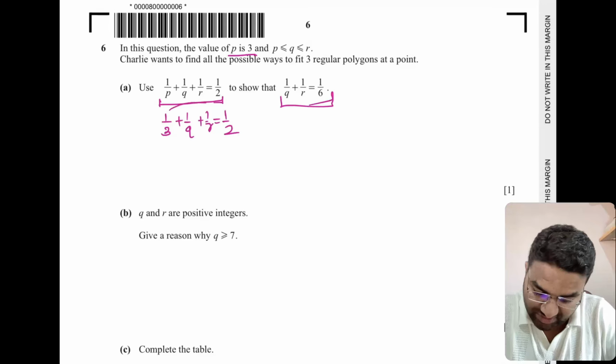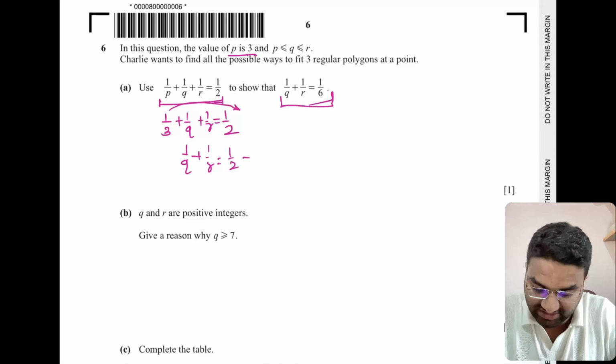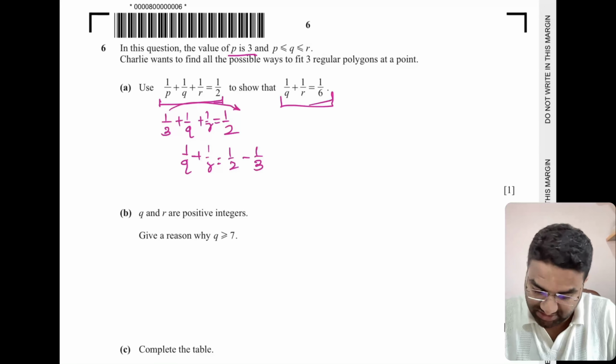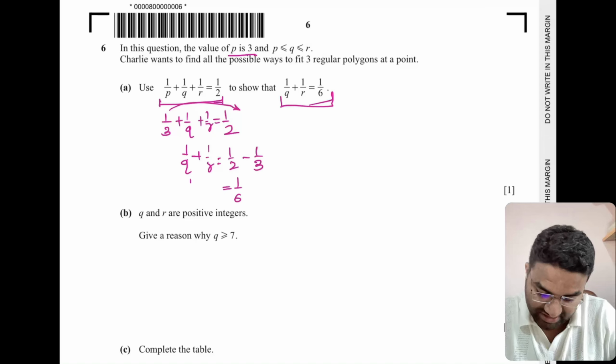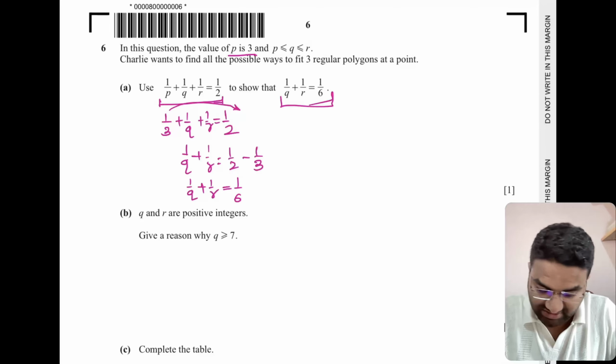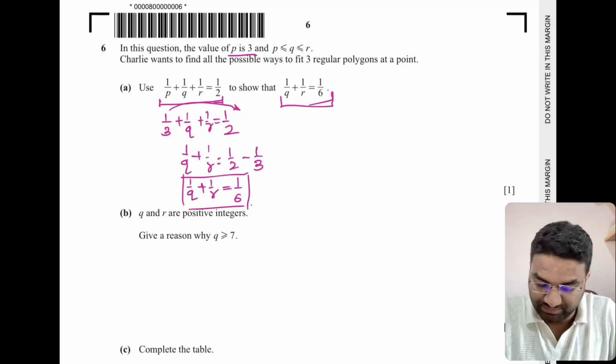Transfer it to the right hand side. 1 upon q plus 1 upon r is equal to 1 upon 2 minus 1 over 3. So 3 minus 2 is 1, right? Cross multiplication, and we'll get 1 upon 6 here for 1 upon q plus 1 upon r. That's it. This is just a simple calculation that we have to show for this one.